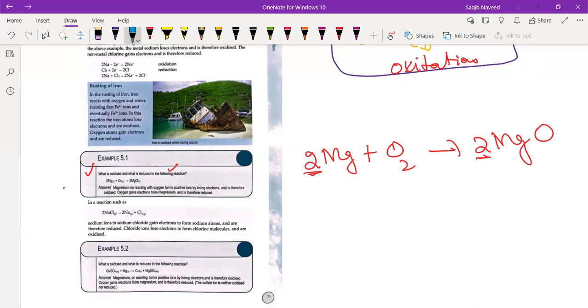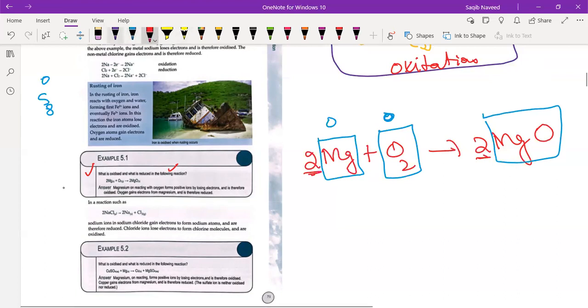So what would be the charge on magnesium? Nothing given. What would be the charge? 0. Nothing is given on O2. What would be the charge? If nothing is given in a molecule, in a homoatomic molecule, meaning the same atom, O2, N2, Cl2, Br2, I2, even S8, if nothing is given, what charge will you take for S8? 0, exactly.